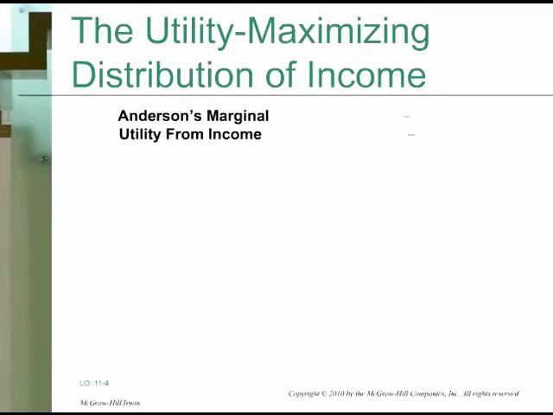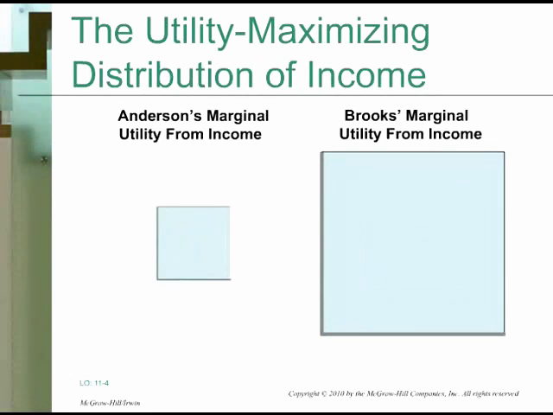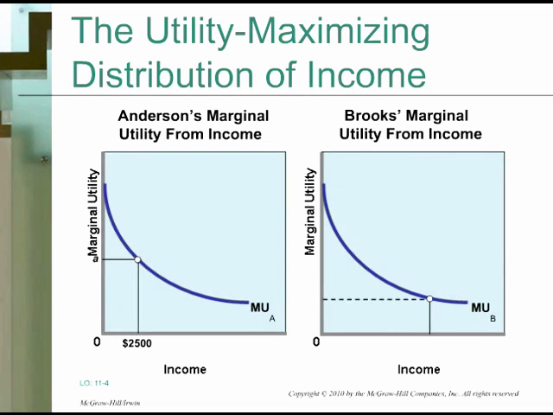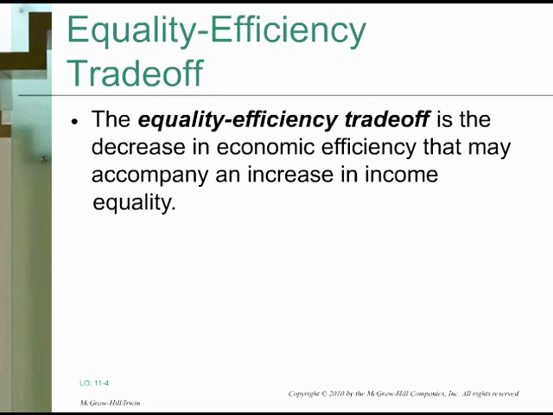To demonstrate how equality maximizes overall utility, consider an example of Anderson and Brooks. Suppose that initially Anderson makes $2,500 and Brooks makes $7,500. Suppose after redistribution they each make $5,000. Anderson's utility gain is clearly larger than Brooks' utility loss. Thus, the sum of their utility is higher with equal income distribution.